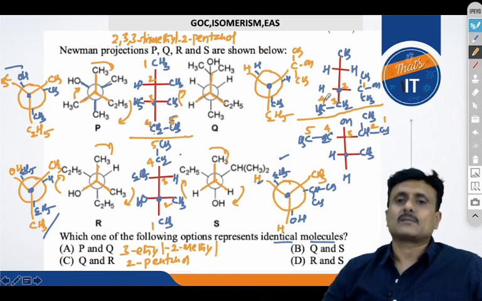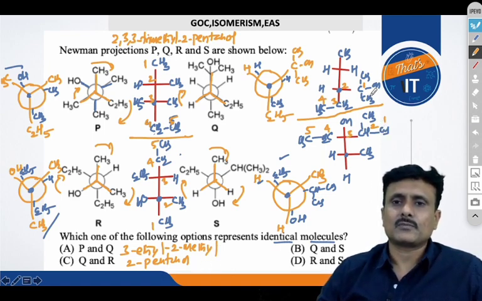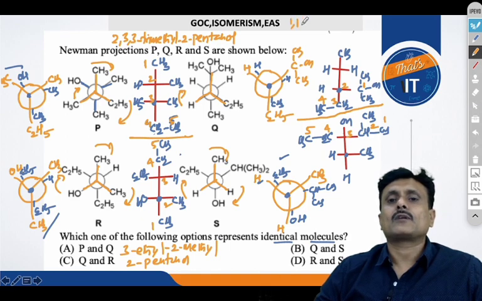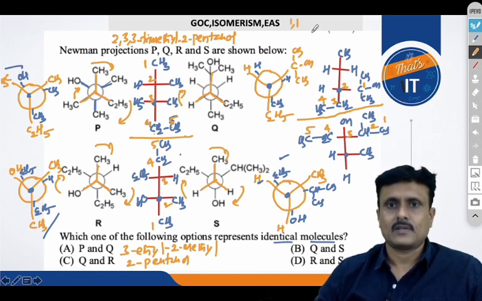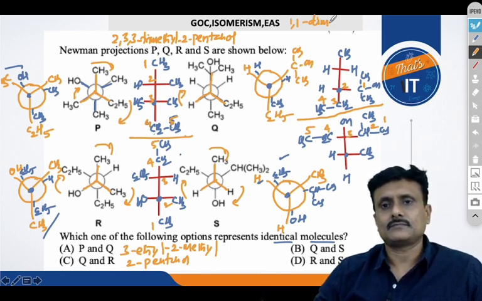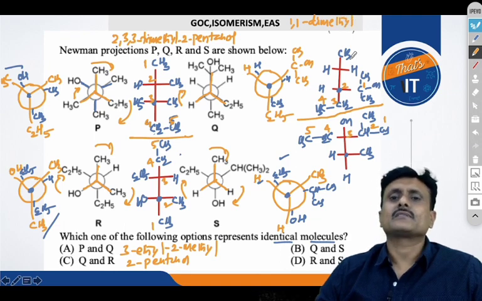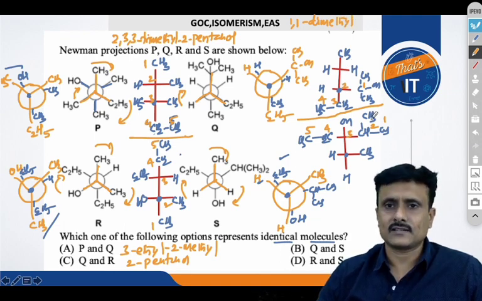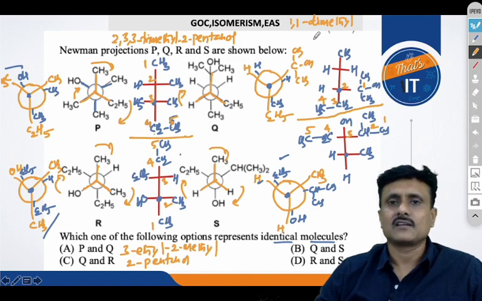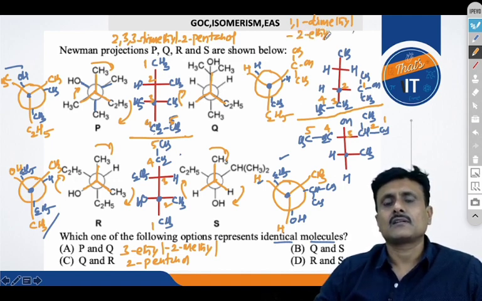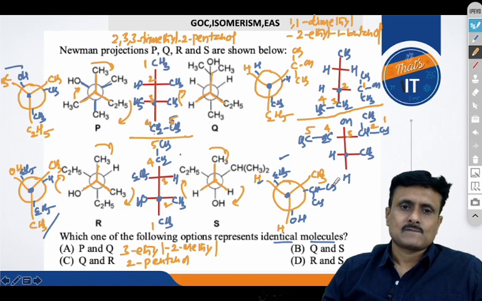Alright, let's write the name of this compound as well. You can see this compound is 1,1 dimethyl, isn't it? Then 2 has, alright, you can see 1,1 dimethyl. 2 has ethyl group CH2 CH3, 2 ethyl 1 butanol. Got the name, isn't it?